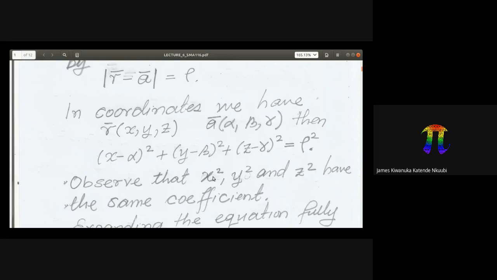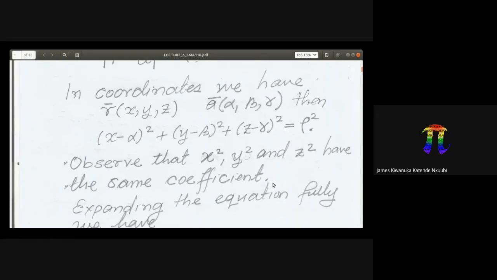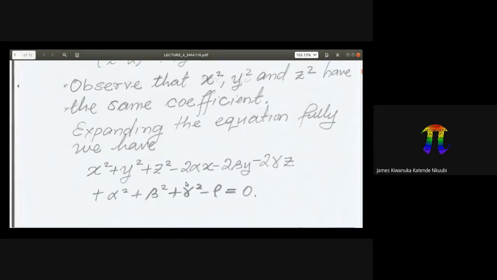If you expand this, you will observe that x squared, y squared, and z squared will have the same coefficients. You can see that in the expansion. If you expand the equation fully, you get x squared plus y squared plus z squared minus 2 alpha x minus 2 beta y minus 2 gamma z, and then plus alpha squared plus beta squared plus gamma squared minus rho squared is equal to 0. So the important thing for a sphere is to note that the coefficients of x, y, and z are the same.